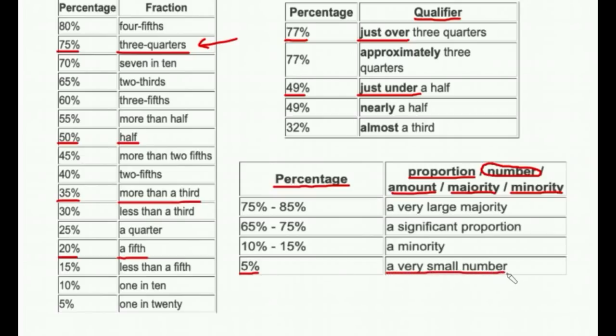However, if you're talking about millions of people, 5% could still be a large number. So you do have to be careful with that one, and if you don't know the numbers, you might be better off avoiding that one. But other ones here, 75 to 85%, you could say a very large majority. We know that's a majority because out of the 100%, that's most of them. A significant proportion, here we've got lower ones, that could be called a minority.